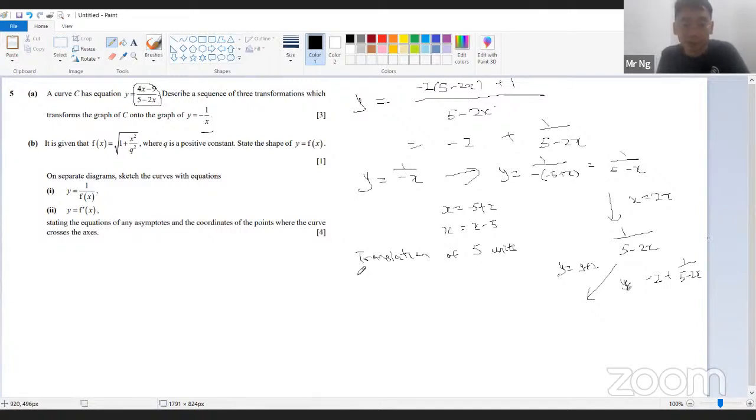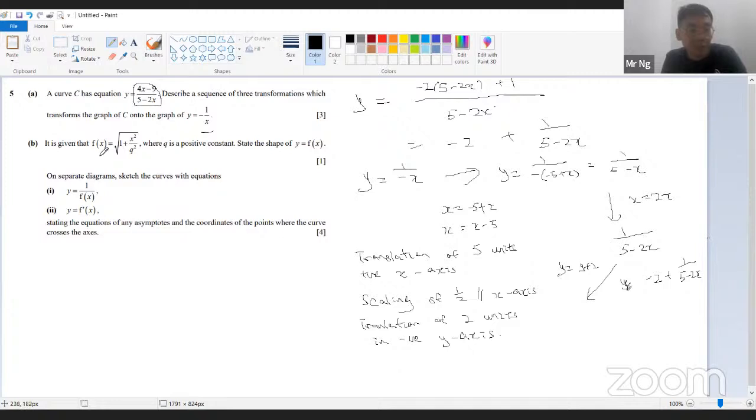Okay, 5 units in the positive x-axis. Then after that is the scaling of half parallel to the x-axis. Now after that, -2, so translation of 2 units in the negative y-axis. Done. Okay, so this one is done. Pretty confident this is correct.